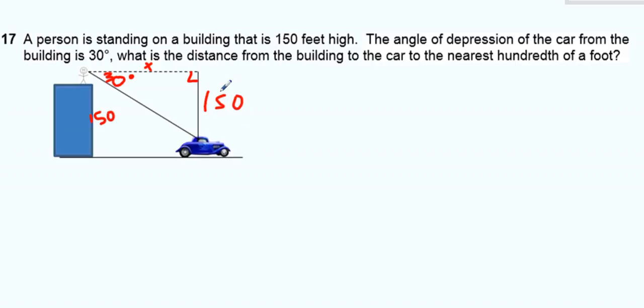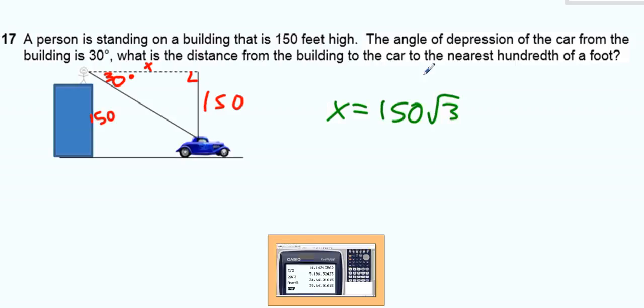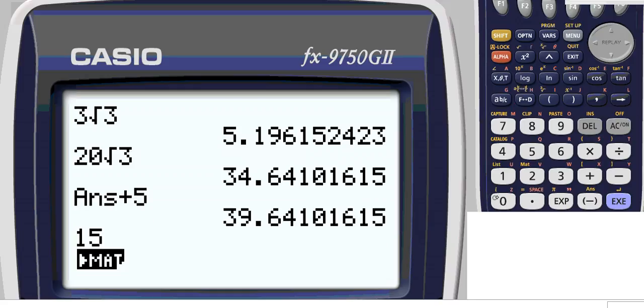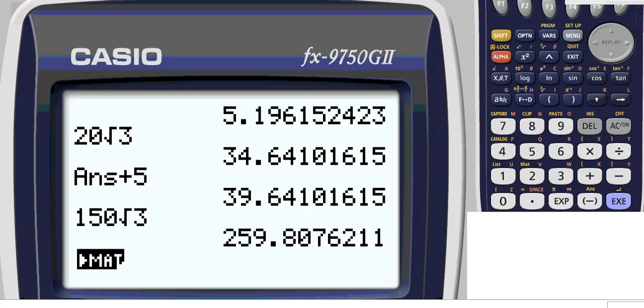So if that's the 30-degree angle, this is the short side of the triangle. So 150, the longer side, it's just going to be times the square root of 3. Or you could do sine, or tangent in this case, if you didn't remember that. Times the square root of 3, to the nearest hundredth of a foot: 259.81.